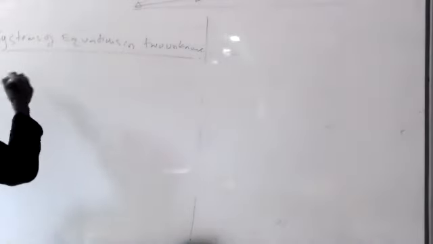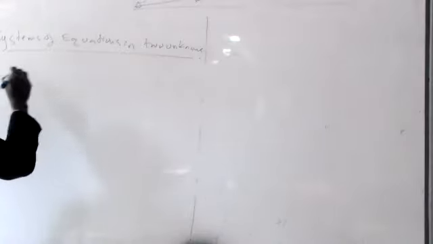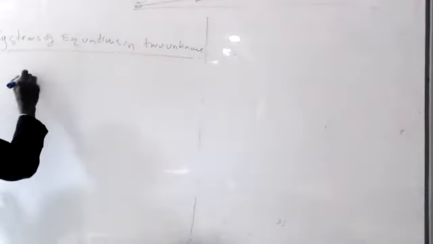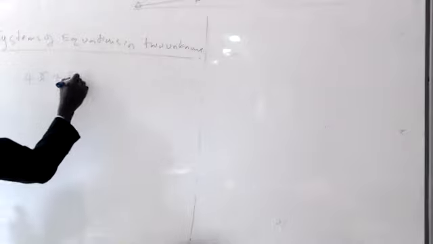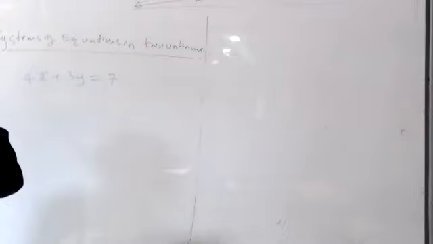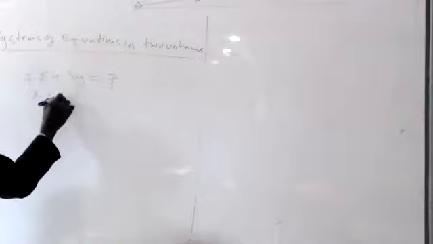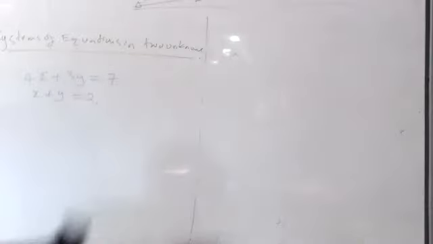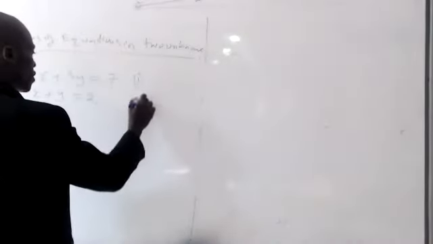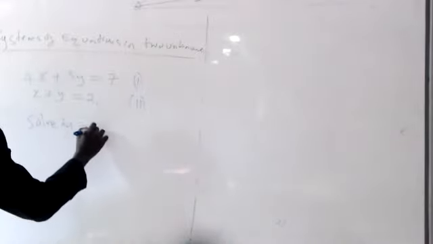So let's say you have 4x plus 3y is equal to 7. X plus y is equal to 2. This is the first equation. This is the second equation. Solve by elimination.